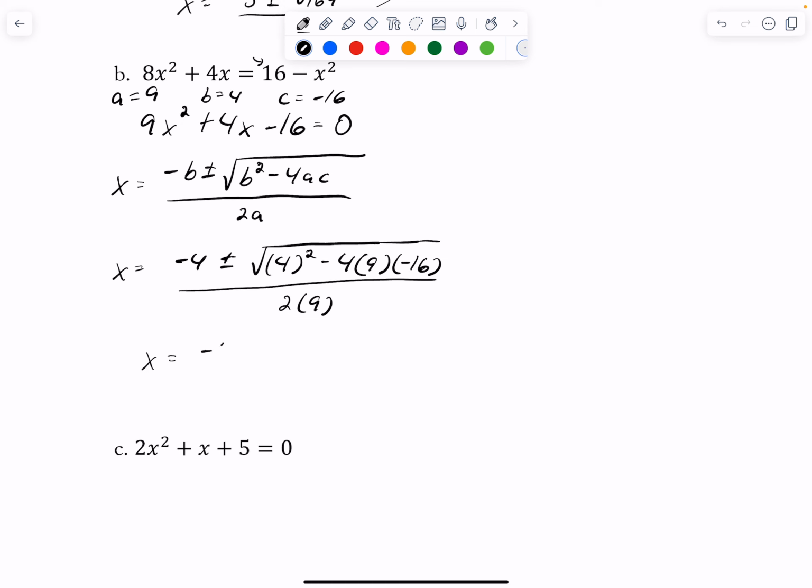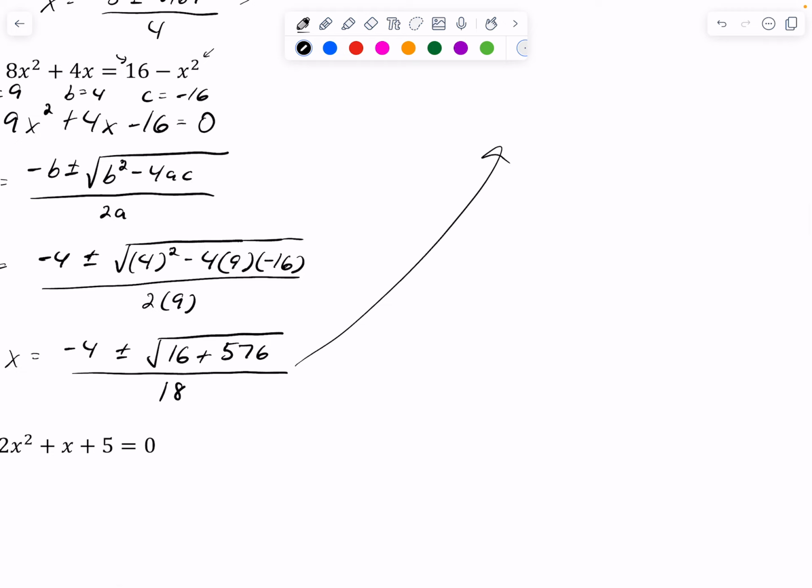All right, so let's clean up inside there. That's going to be 16. This will end up being addition, right? One thing you'll learn as you do more of these, if you have either your A or your C negative, then you're going to end up having subtraction. So negative 4 times 9 times negative 16 is 576. Again, I do not know that off the top of my head. I used a calculator. Over 18.